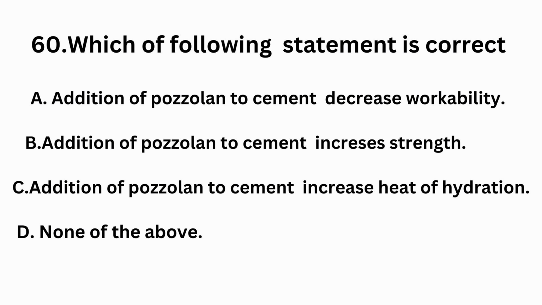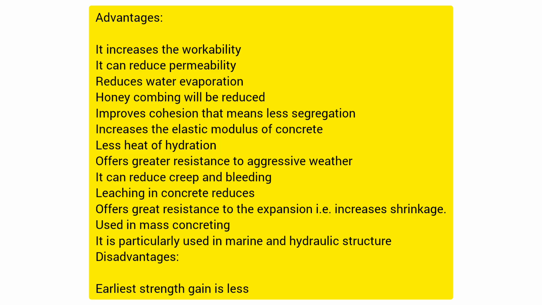Which of the following statements is correct? A. Addition of pozzolana to cement decreases workability. B. Addition of pozzolana to cement increases strength. C. Addition of pozzolana to cement increases heat of hydration. D. None of the above. Addition of pozzolana to cement has a lower rate of development of early strength, but ultimate strength is comparable with OPC. So option B is correct. Here are the advantages and disadvantages of addition of pozzolana to cement.